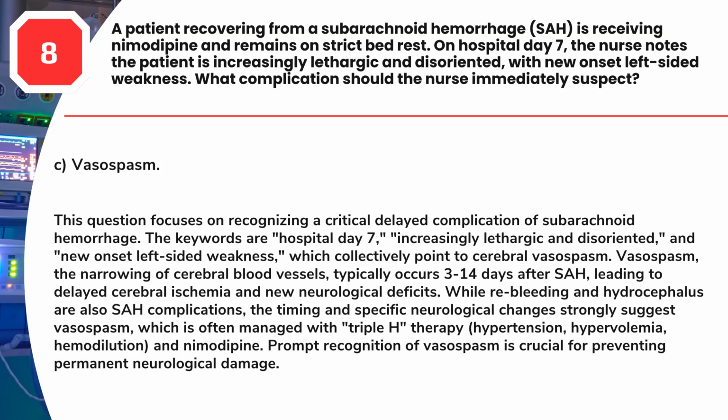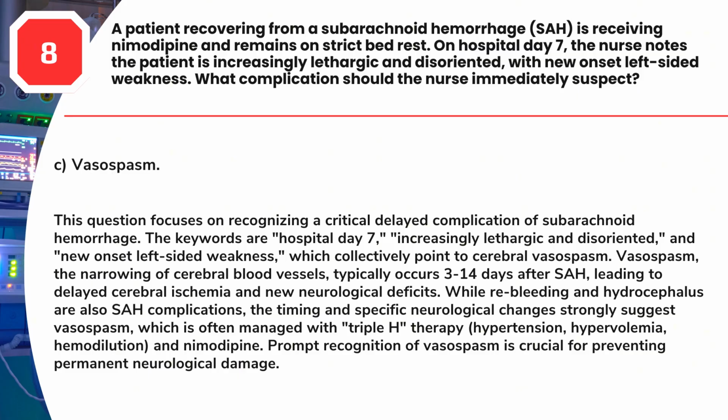Answer, C. Vasospasm. This question focuses on recognizing a critical delayed complication of subarachnoid hemorrhage. The keywords are hospital day 7, increasingly lethargic and disoriented, and new onset left-sided weakness, which collectively point to cerebral vasospasm. Vasospasm, the narrowing of cerebral blood vessels, typically occurs 3 to 14 days after SAH, leading to delayed cerebral ischemia and new neurological deficits.